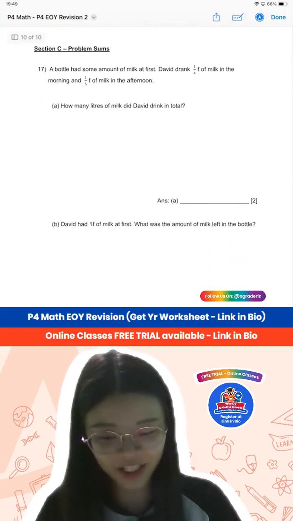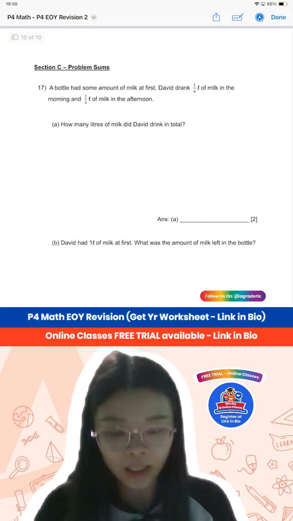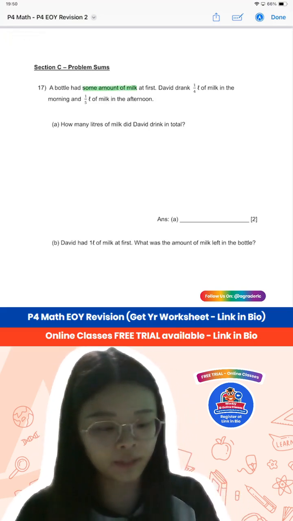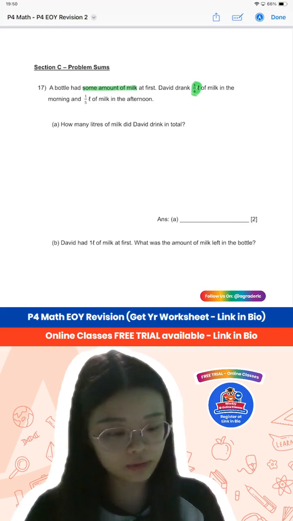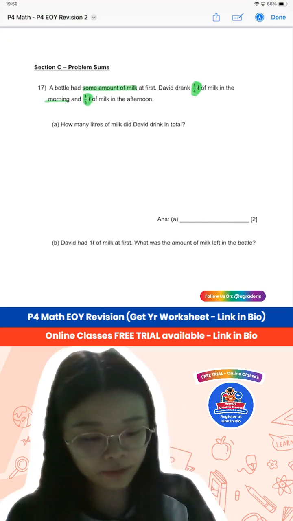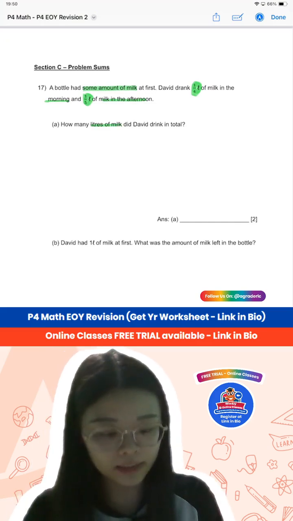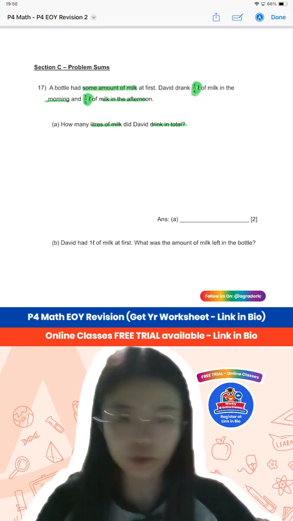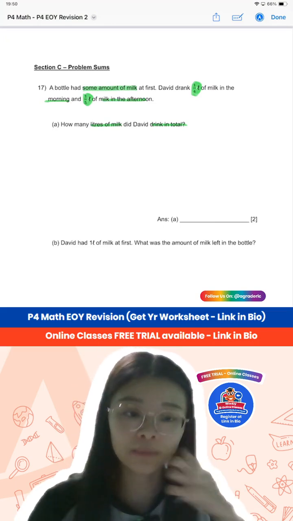Okay, section C. Last question, last page. A bottle had some milk at first. David drank 1/4 liters of the milk in the morning and 1/5 liter of the milk in the afternoon. How many liters of milk did David drink in total? This one shouldn't be too difficult as long as you know how to add fractions.